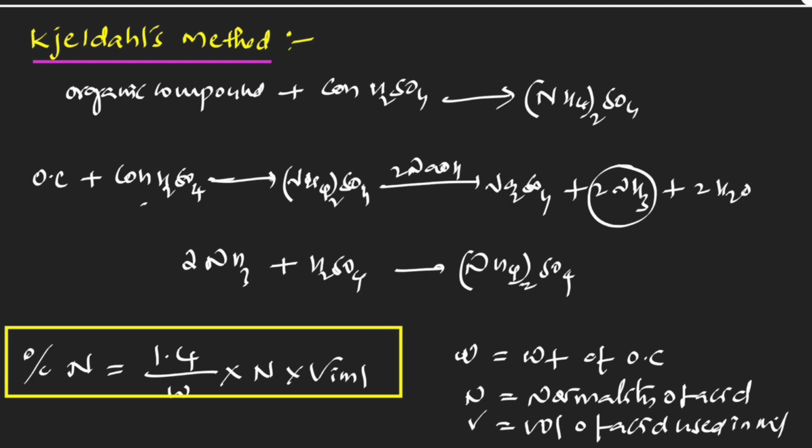So generally, the Kjeldahls method is not applicable to compounds containing nitro, nitroso, azo group, azoxy group, and nitrogen present in the ring like pyridine, quinolidine, because nitrogen present in the organic compound is not qualitatively converted to ammonium sulfate. Let's move on. Kjeldahls method is not applicable to compounds containing nitro, NO2, NO, nitroso, azo group, azoxy group.